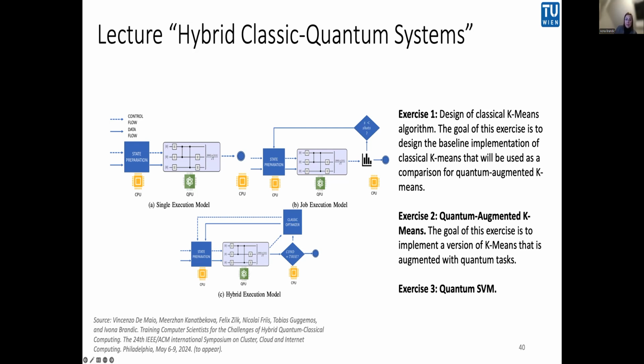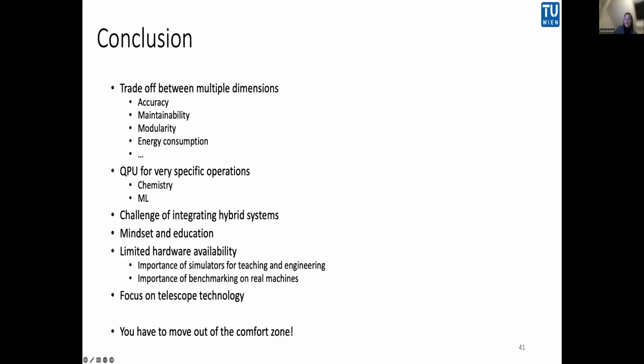And I would like to summarize now what we have learned in this lecture: that we have multiple dimensions, multiple methods, and multiple actors in computational sustainability. The classical methods that we use here are trade-offs, where we have multiple dimensions, for example, accuracy, maintainability, modularity, energy consumption, where we basically try to manipulate those dimensions for the sake of sustainability. We have then the disruptive methods, for example, the introduction of quantum computing, developing hybrid systems, where we execute specific operations and specific workload on the quantum processing unit, which is suitable, for example, for chemistry or machine learning applications.